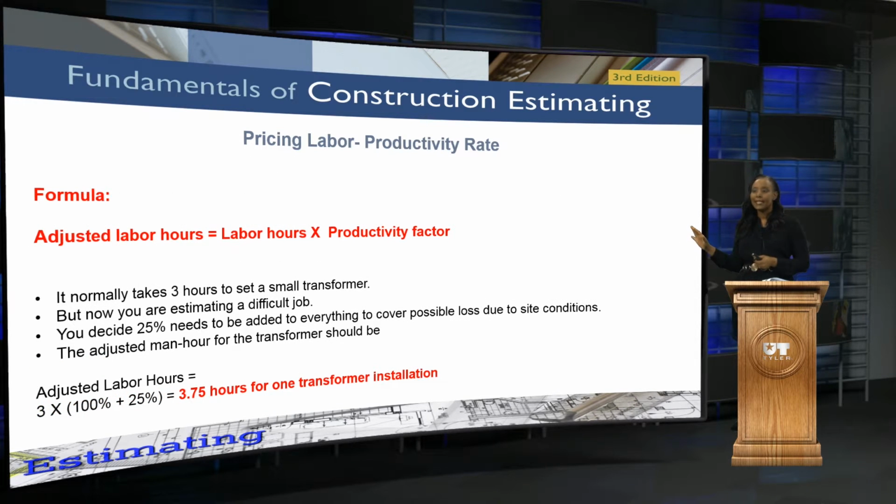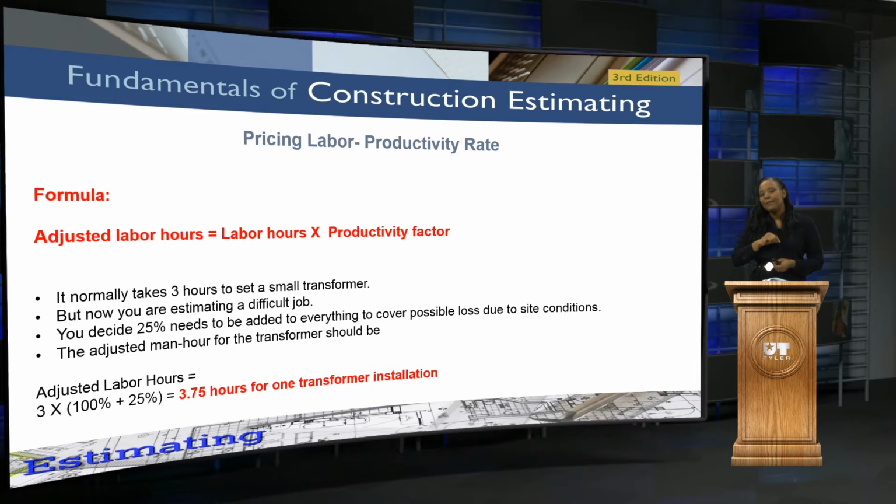But this is adjusted labor hours. This right here is an example using the adjusted labor hour formula, and it's dealing with a small transformer. It normally takes 3 hours to actually set a small transformer. But then you realize, hey, this is a fairly difficult job.